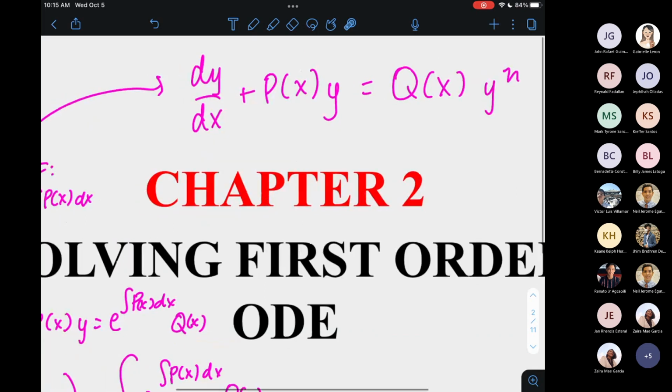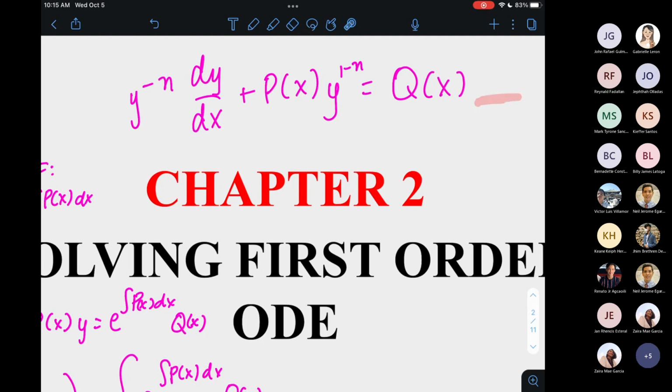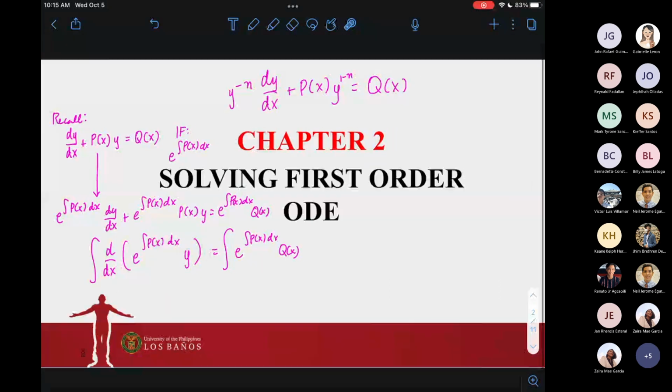So divide ko both sides by y to the power n. So this would be y to the power negative n. Tapos ito magiging y to the power 1 minus n. Tapos mawawala na yung y to the power n sa right side. So that's the first step. Tanggalin nyo muna yung pampagulo dito na power ni y. And then if you will compare this with this form, we're satisfied with the right-hand side. Okay na siya. Nagmamatch na siya sa standard form na gusto natin.